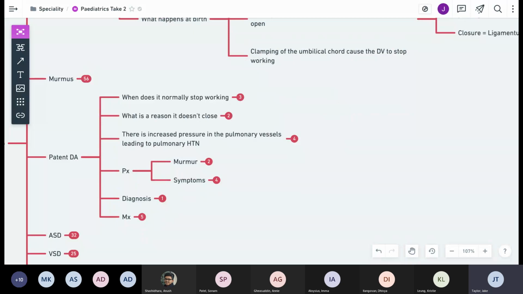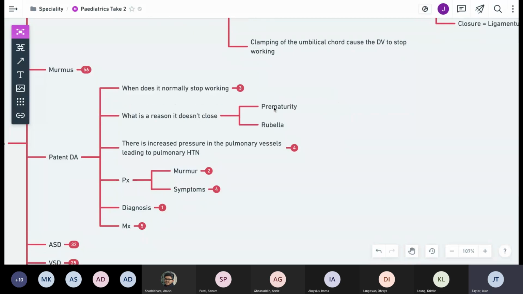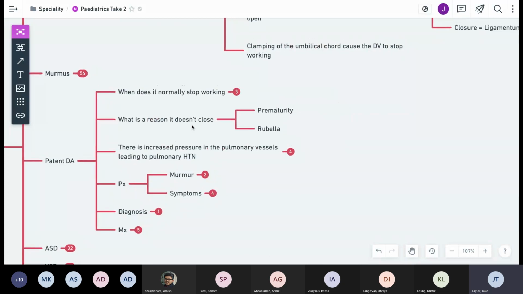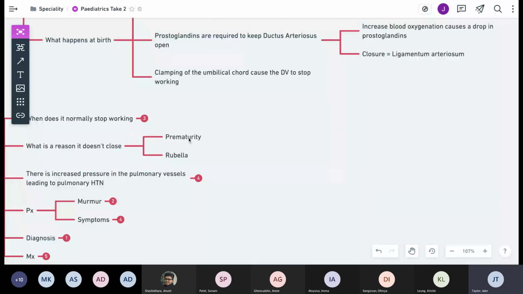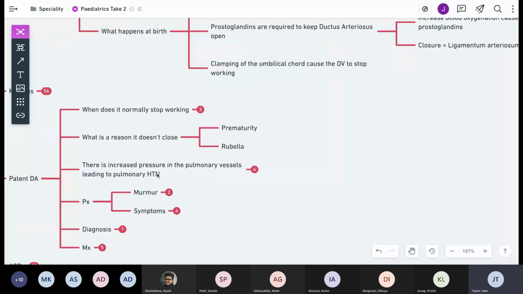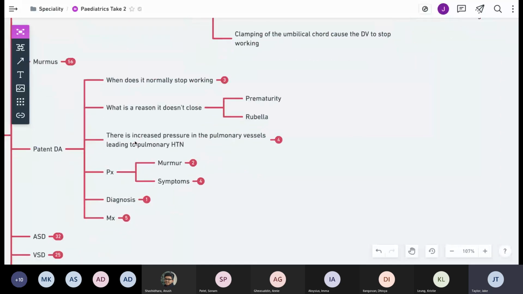Don't worry, you don't. So this is basically it. Prematurity and rubella are the two you need to remember. Rubella is a risk factor for patent ductus arteriosus, and prematurity also means that the ductus arteriosus hasn't developed any of the prostaglandins yet to help with maturity of the lung, and therefore that's another reason why it stays open, because they don't have the lung capacity yet. So the ductus arteriosus stays open for those two main reasons, and rubella is a good one to remember for SBA land.